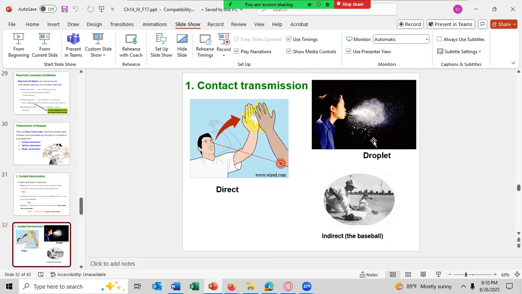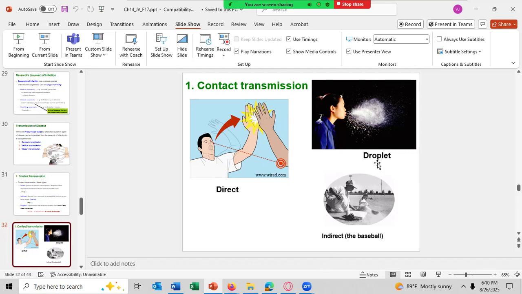Singing, perhaps. In a droplet, it has to be within 1 meter. And then the disease is passed by a droplet within 1 meter. And these are all 3 forms of contact transmission: direct, person-to-person touching; indirect, a person touching the baseball, picking up the disease-carrying organism; and then the catcher touching the baseball, picking up the disease-carrying organism.